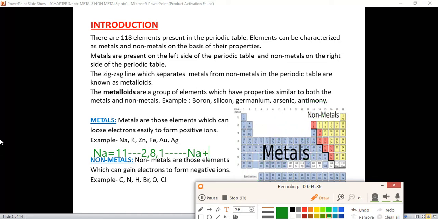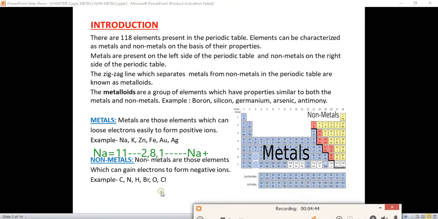Non-metals are those elements which can gain electrons and form negative ions. Some examples of non-metals are carbon, nitrogen, hydrogen, bromine, oxygen and chlorine.